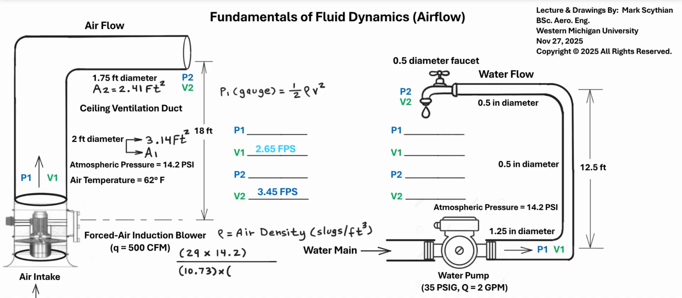So Rankine absolute temperature is the sum of the degrees Fahrenheit plus 460. So when we work this ratio out, we calculate an air density of 0.0735 pounds per cubic foot.